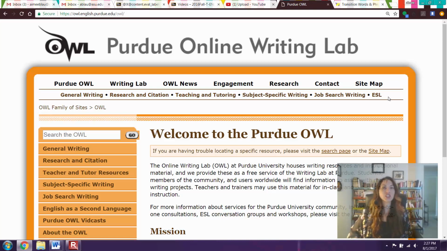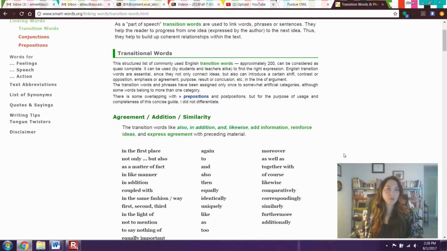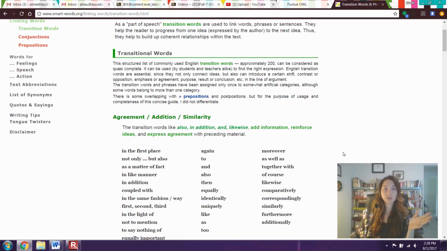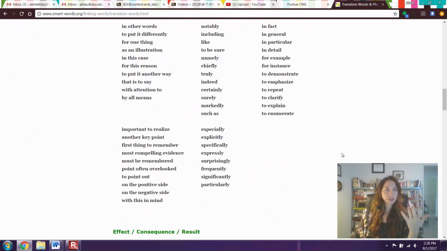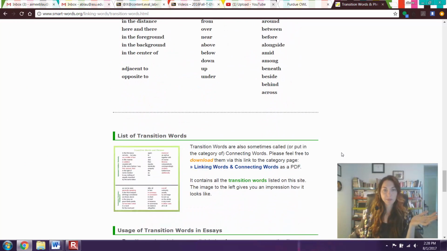Now, when I say transitions, I know you're probably thinking, yeah, no, I learned transitions in elementary school. I know what those are. And you're probably thinking of these transition words, these words that I could give you a list of transitions to use. All of these transitions in this nice little list. Oh, there's so many options.